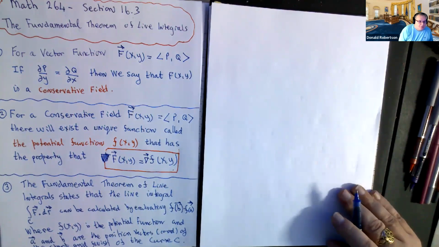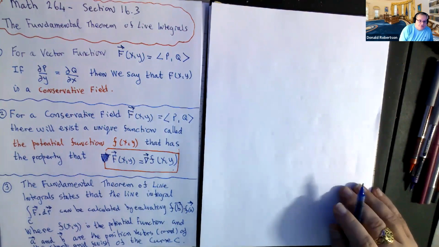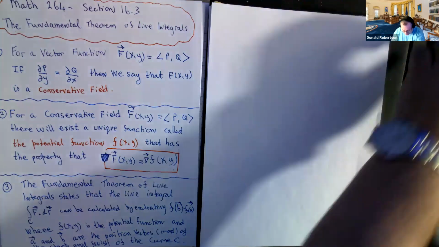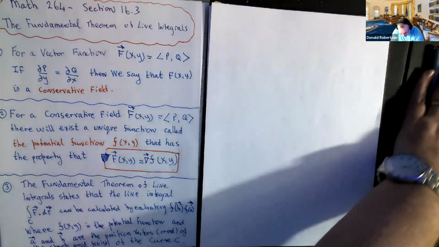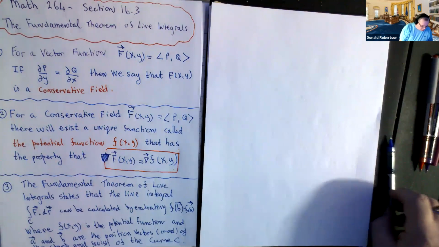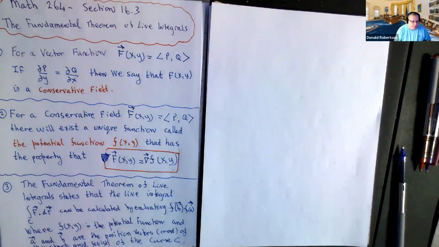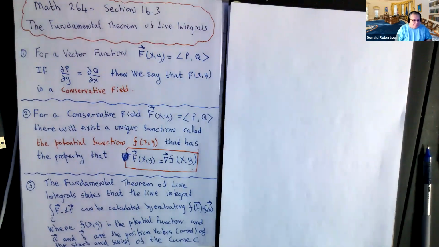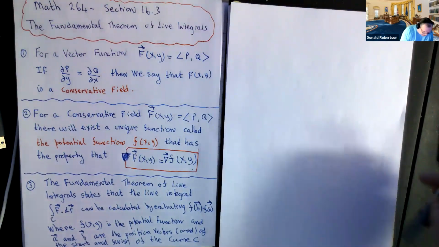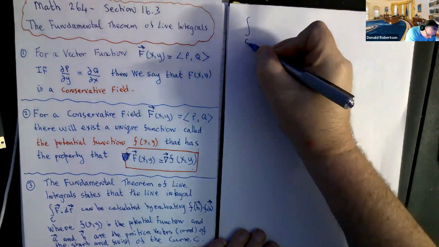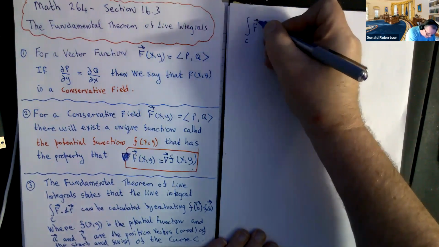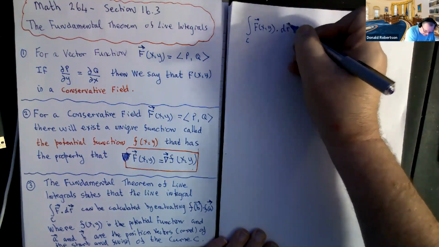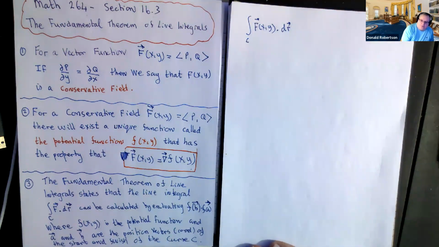The section I'm going to deal with in this case is section 16.3, which is called the Fundamental Theorem of Line Integrals. So basically what this is going to do is to show you a quick way of finding line integrals. So a typical line integral might be something like this. A line integral over C of a vector function, F, with dr. So we're looking at line integrals that have that basic format.